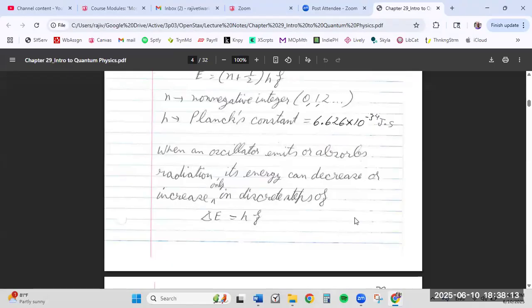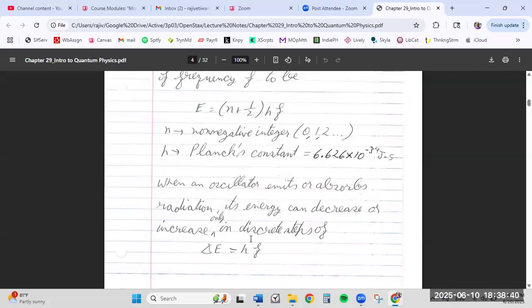Now, when an oscillator emits or absorbs radiation, its energy can decrease or increase. If it absorbs radiation, its energy would increase, and if it emits radiation, its energy would decrease. But this change, increase or decrease, can only occur in discrete steps of hf. So the energy of these oscillators can only change in steps of 1 hf or 2 hf or 3 hf, but nothing in between.